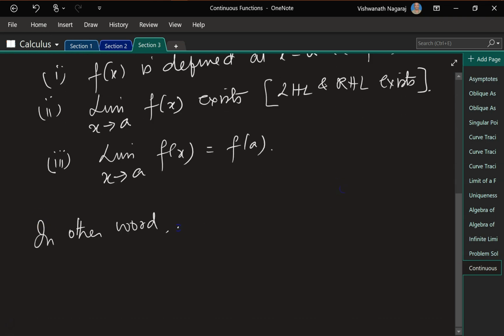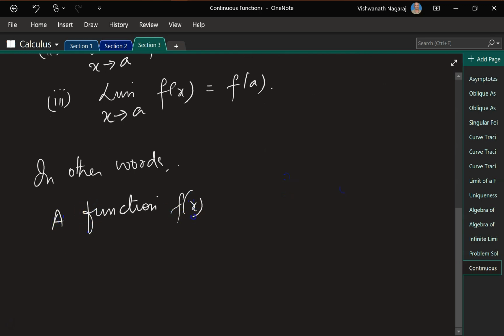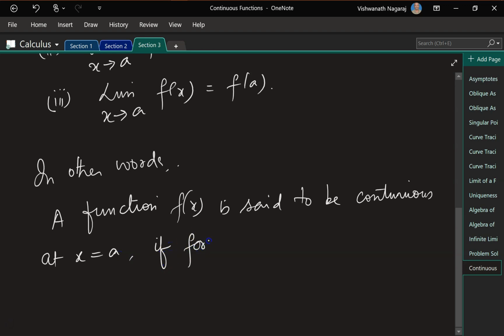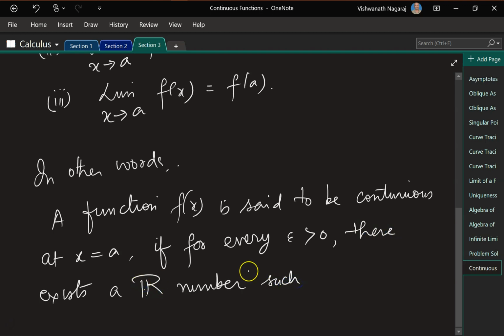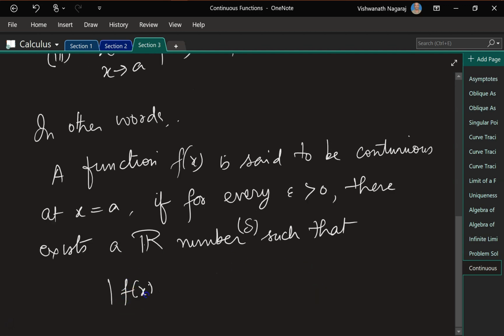In other words, we can say a function f of x is said to be continuous at x equal to A if for every epsilon greater than 0 there exists a real number, let's say this is delta, such that |f of x minus f of A| is less than epsilon whenever |x minus A| is less than delta.